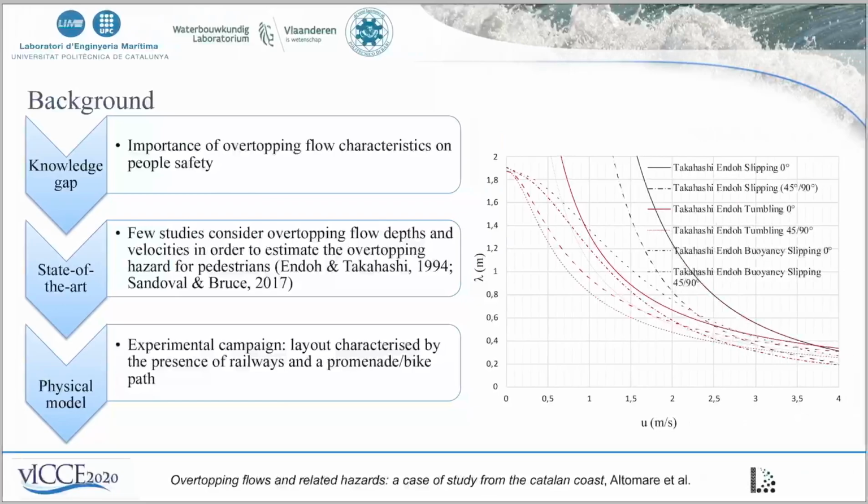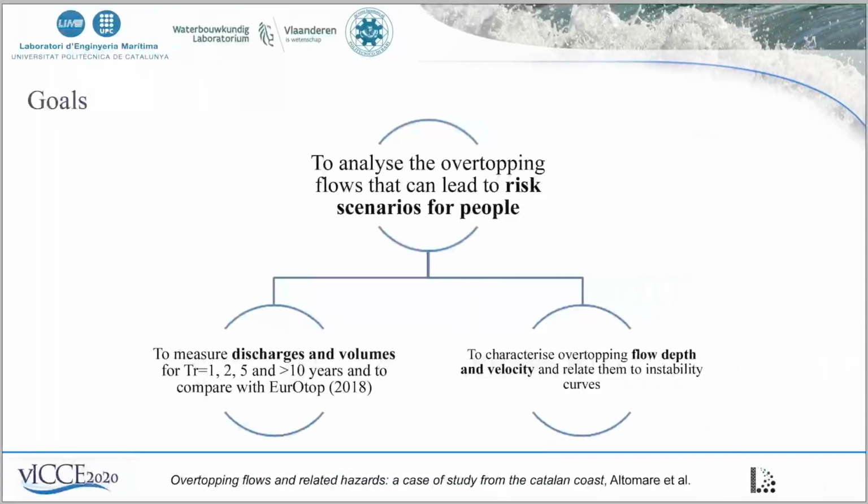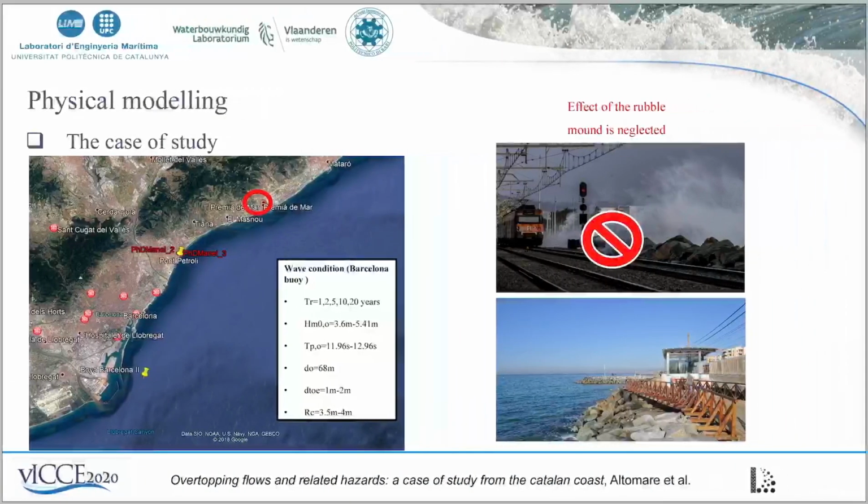This experimental campaign, of course, is carried out just for a specific layout that characterizes the Catalan coast, and the results should be, in future, extended to other layouts. Our goal, therefore, is to analyze the overtopping flows that can lead to risk scenarios for people. To do that, we measure the overtopping discharges and volumes for different return periods, and we characterize the flow depth and velocities that are associated with the maximum individual overtopping event. We try to relate them to the instability curves proposed in the literature.